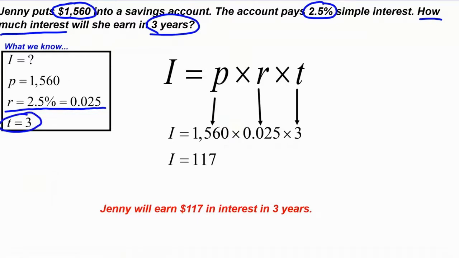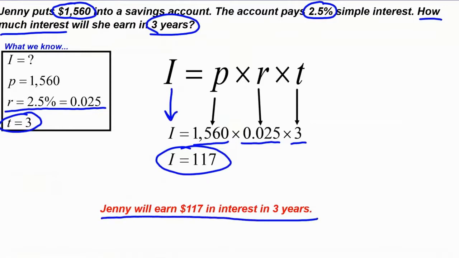So then all I have to do is take my formula, I equals P times R times T, and just plug in what I know. I don't know what the interest is, so that's going to stay just I. The principal is $1,560. The rate was 2.5% as a decimal, and the time was 3 years. And then the formula says just multiply these numbers together, and if I do that, I get 117. So the interest is 117. That means Jenny will earn $117 in interest after 3 years. So pretty straightforward if you just know how to use the formula.